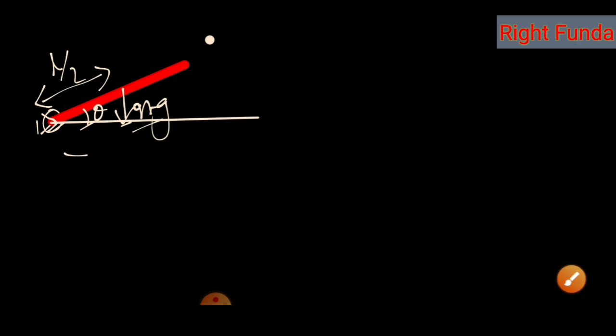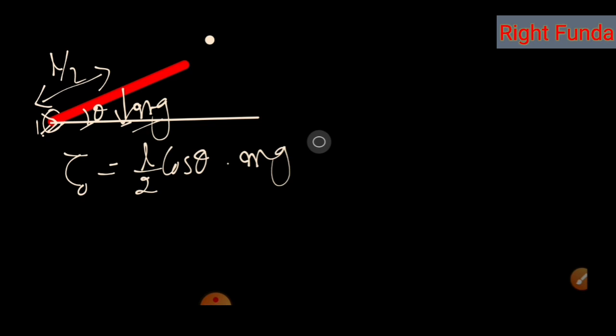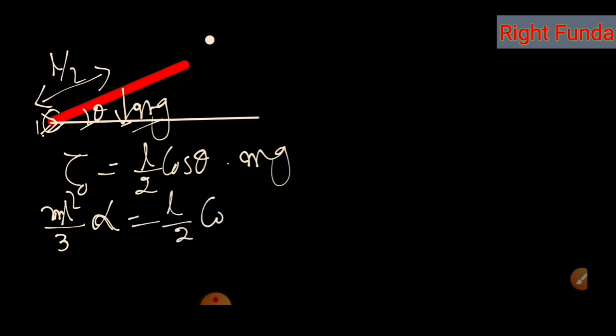So net torque, I can write, torque about the hinge point is equal to L by 2 cos theta, the perpendicular distance, into mg. And this is equal to I alpha. So I can write ml square by 3, the moment of inertia, into alpha is equal to L by 2 cos theta into mg. From this I can calculate the value of alpha, the angular acceleration of the body, and from that you can find the tangential acceleration.